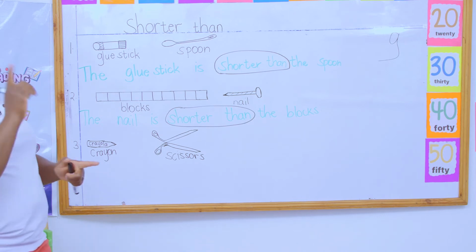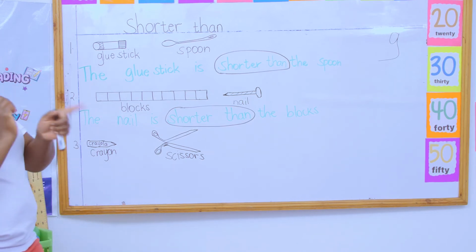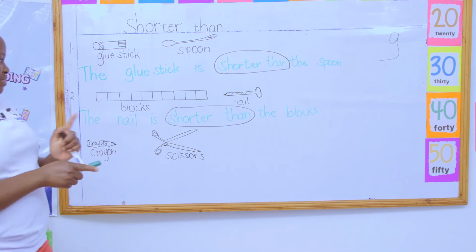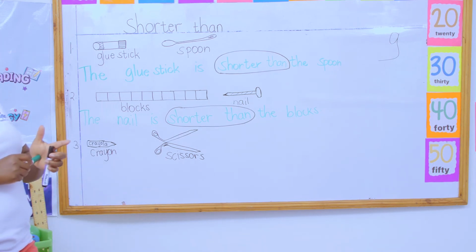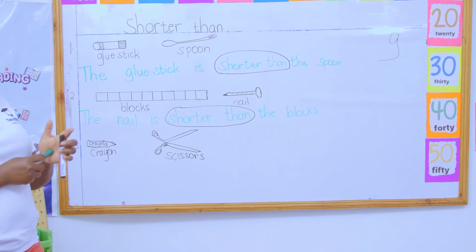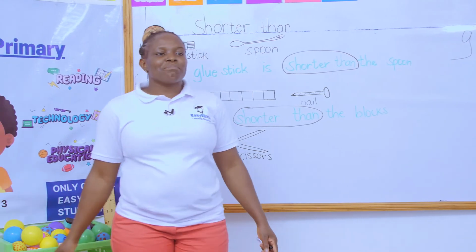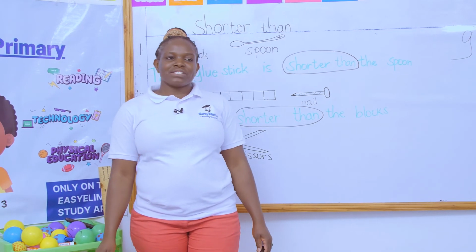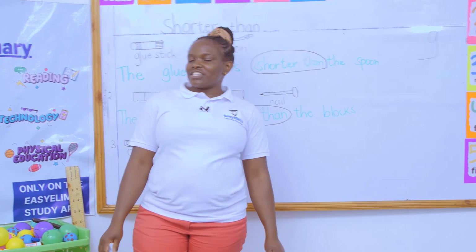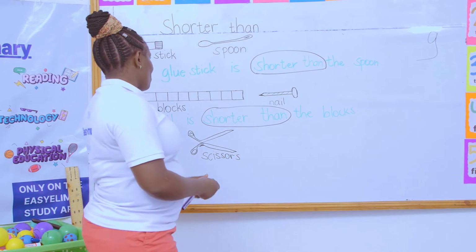We are on the last question. We need an answer. Someone to do it very fast. That one you can even do with your eyes closed. I have a crayon and scissors. Now I'm blocking the board. Janet, tell me something. What have you seen? The crayon is shorter than the scissors.